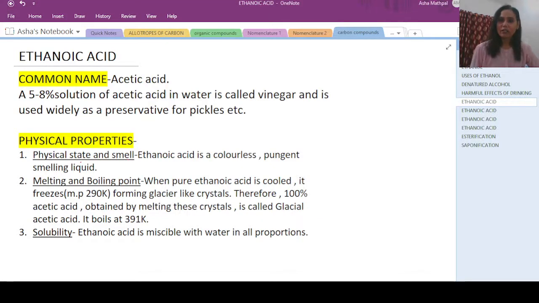In our previous session, we have already understood about one of the most important carbon compounds, that is ethanol. In today's session, we are going to understand about another very important carbon compound, that is ethanoic acid.